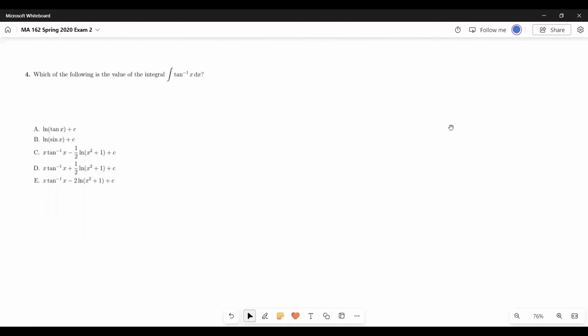Okay, this question asks which of the following is the value of the integral of inverse tangent of x dx. So let's write inverse tangent of x dx. The easy way to solve this question is using integration by parts. So how do you use it when you only see inverse tangent of x? What you do is write inverse tangent of x times 1. This is the same thing as inverse tangent of x because it's just multiplied by 1, right?